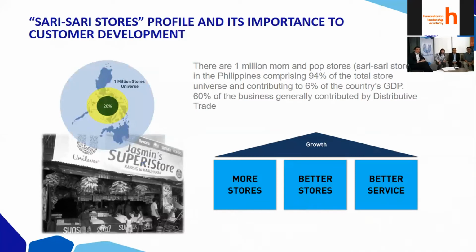So in terms of our main customers, we give importance to the sari-sari stores, the MSMEs, and the Unilever superstores. Actually, about 60% of the business is the distributed chain. So our products are really distributed to the customers via these small stores and small businesses. I think most FMCGs are able to capture 20% of the 1 million small mom and pops scattered all over the country.